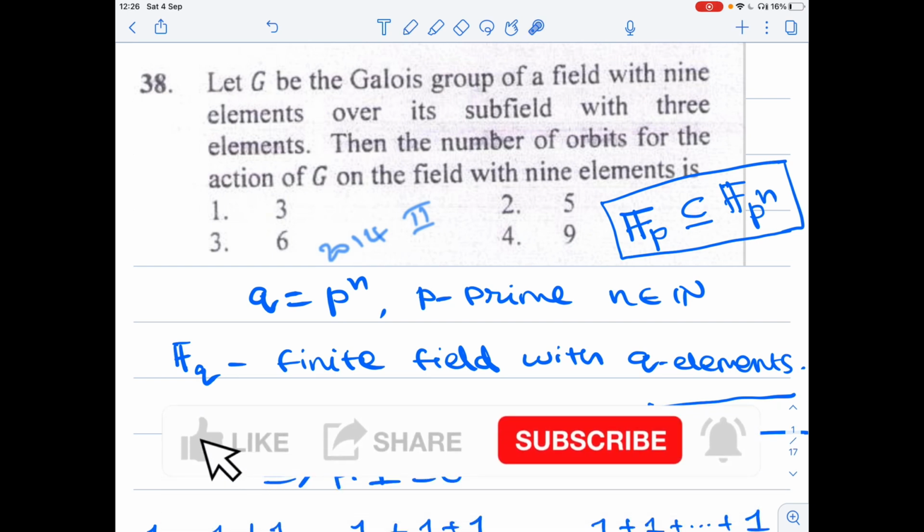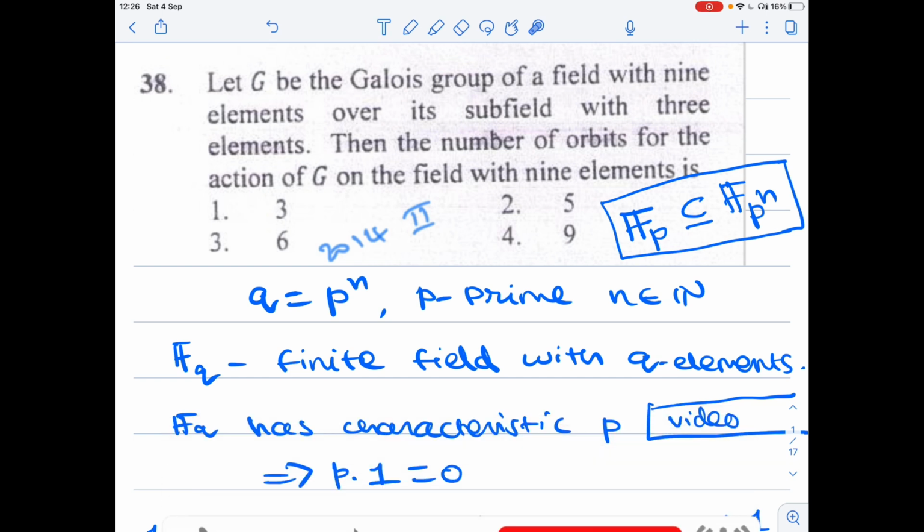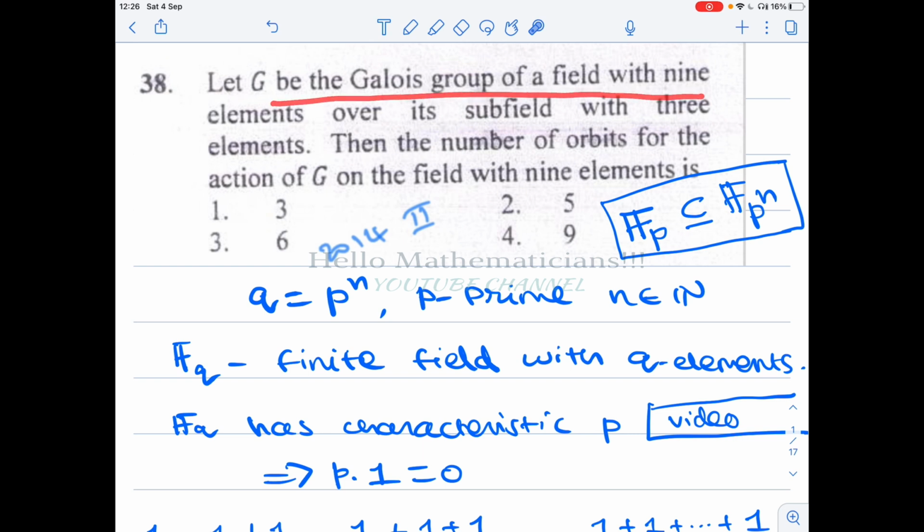Mathematicians, in this video we see a nice CSIR problem asked regarding Galois groups and group action. It's a very simple problem if you know the basic definition of group, Galois group and group action. Let's see. Let G be the Galois group of a field with 9 elements over its subfield with 3 elements. Then the number of orbits for the action of G on the field with 9 elements is.